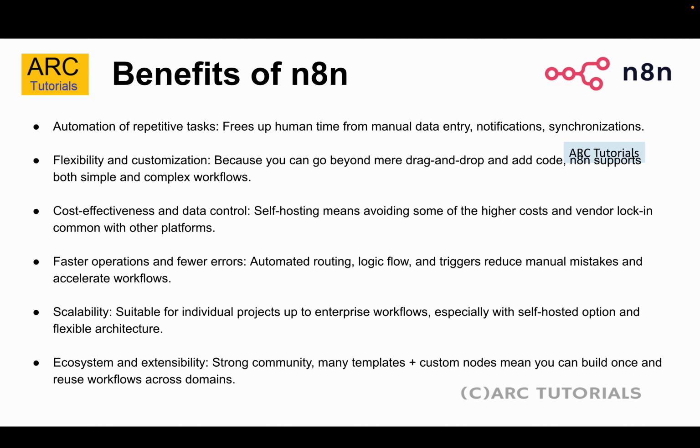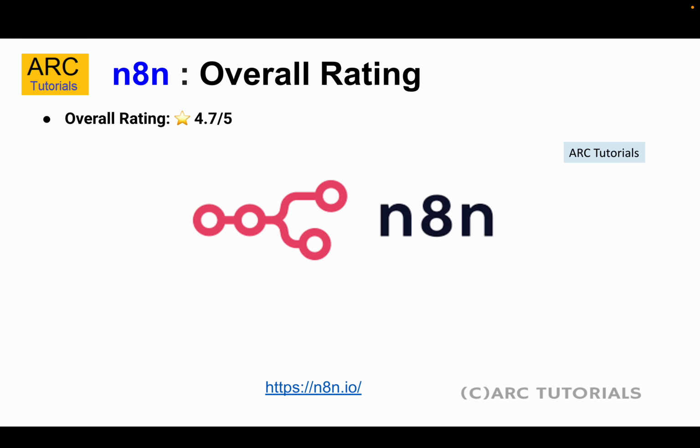It's cost effective with data control. That means you can choose to host it yourself, avoiding higher cost. It offers faster operations and fewer errors. That means automated routing, logic flow triggers reduce manual mistakes. It has an extensive and strong community with so many pre built templates and custom nodes that you can start using it right away. So, if you are trying to solve a business problem or trying to automate your workflows, the website you will go to is n8n.io.